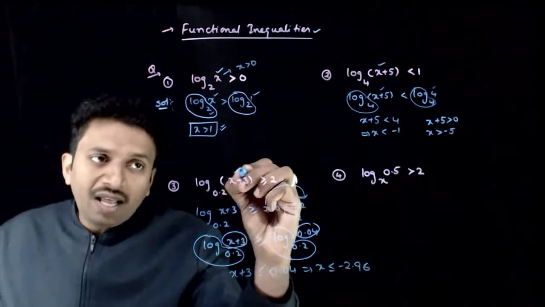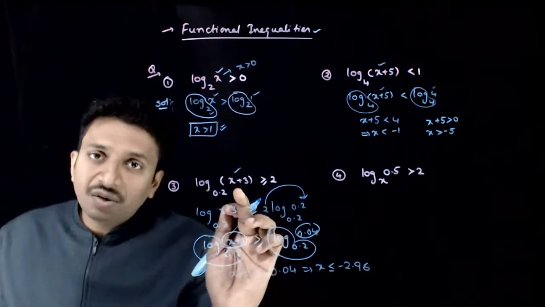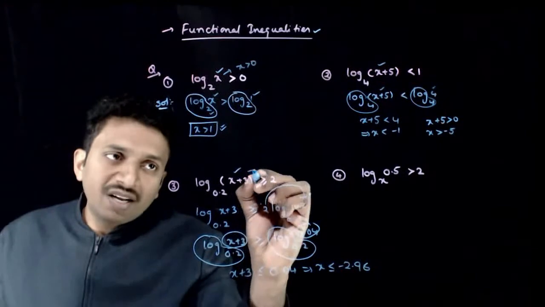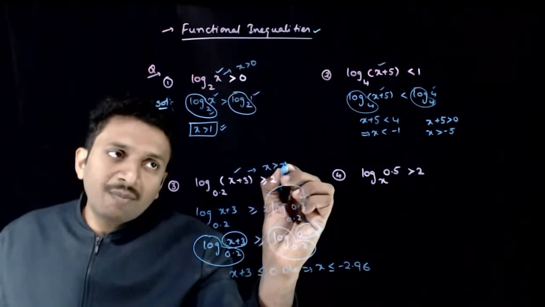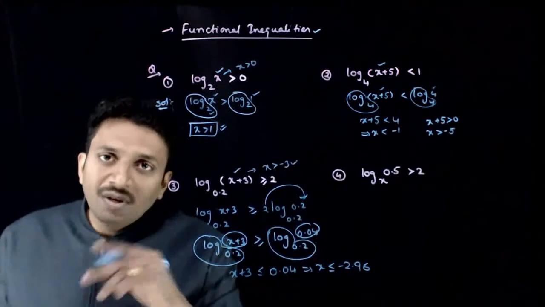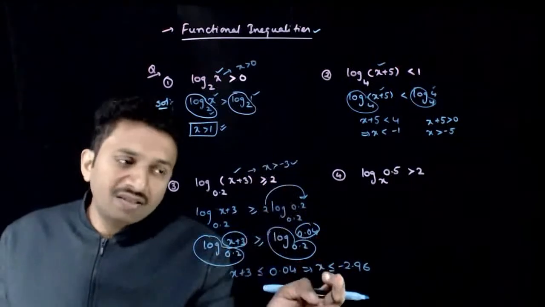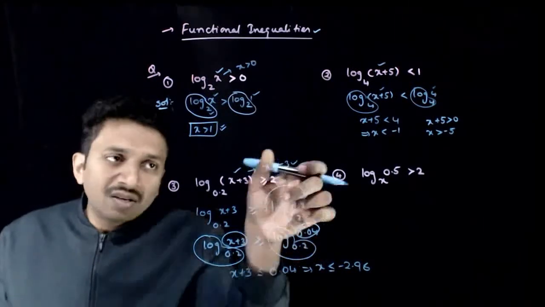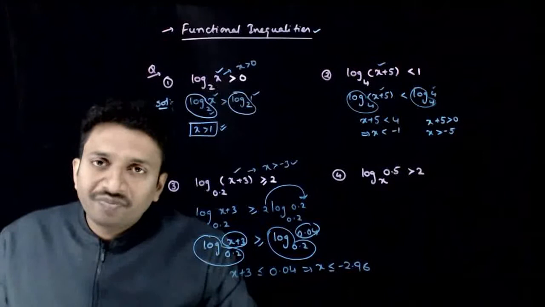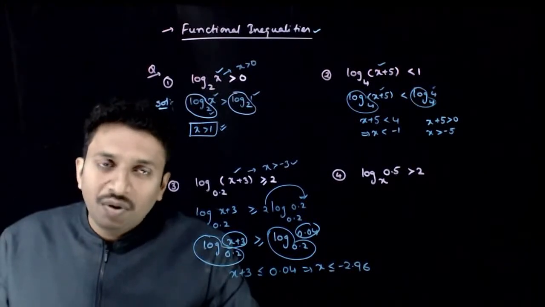Further, you have to take x plus 3 greater than 0 also. So if x plus 3 is greater than 0, x is greater than minus 3 should also be valid. So x is greater than minus 3 and less than or equal to minus 2.96. It has to lie somewhere in between these two. That's the answer to this inequality.